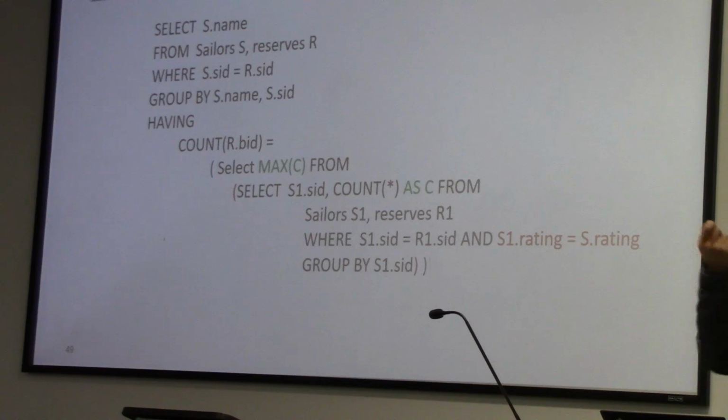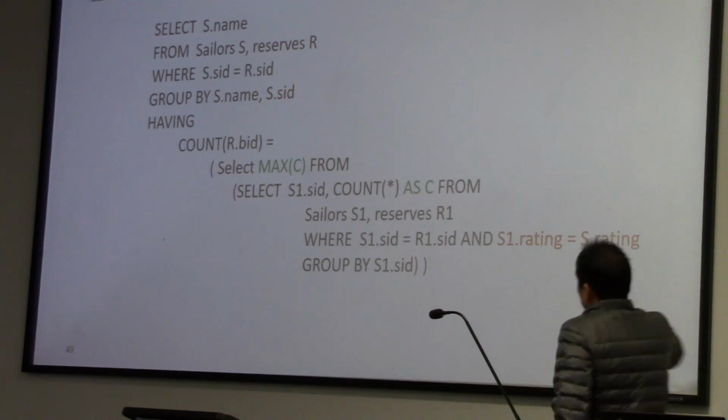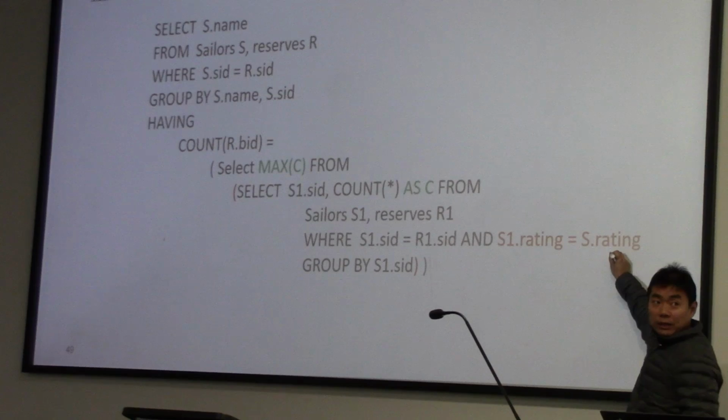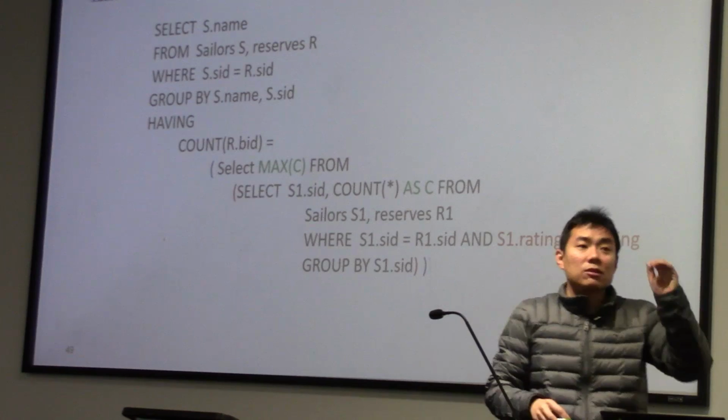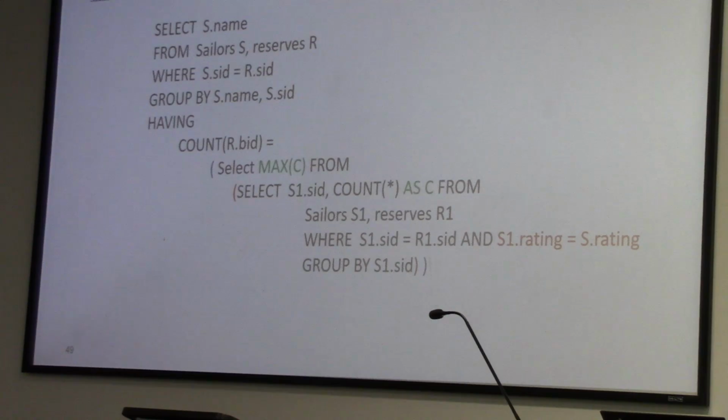So for each sailor, you check whether the internal block has rating equal to that sailor's rating. You limit yourself to only those sailors, you group by those sailors' sailor ID. That tells you the number of reservations made by each sailor who has the same sailor rating as the current sailor from the outermost block. Then that select max is to say I want to find the maximum number of reservations made by such sailors. If the current sailor's count equals this max, you must be the sailor who has reserved the most boats at this particular rating. Hence, you need to be returned. Otherwise, I should ignore you. Okay, so that's the logic of this query.